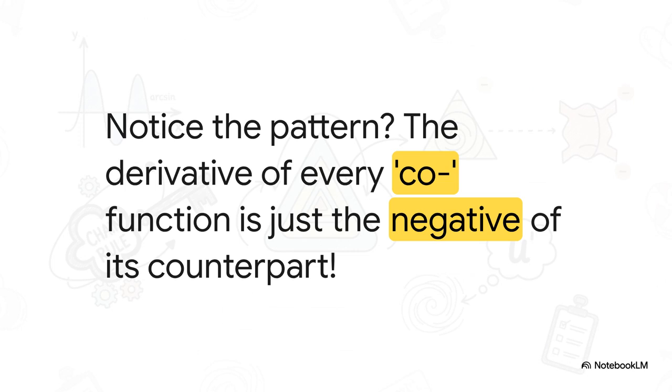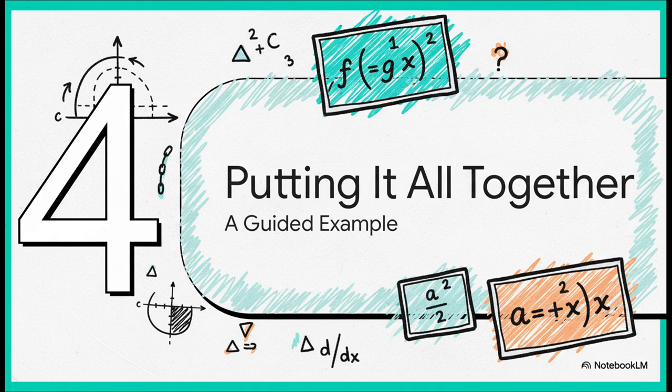Just look at the cofunctions: arc cosine, arc cotangent. See how their derivatives are just the negative of their buddies? Arc sine and arc cosine? Same exact formula. One just has a minus sign. It's a game changer. Just learn the rules for arc sine, arc tan, and arc sec, and you get the other 3 for free. You literally just cut your work in half. You're welcome.